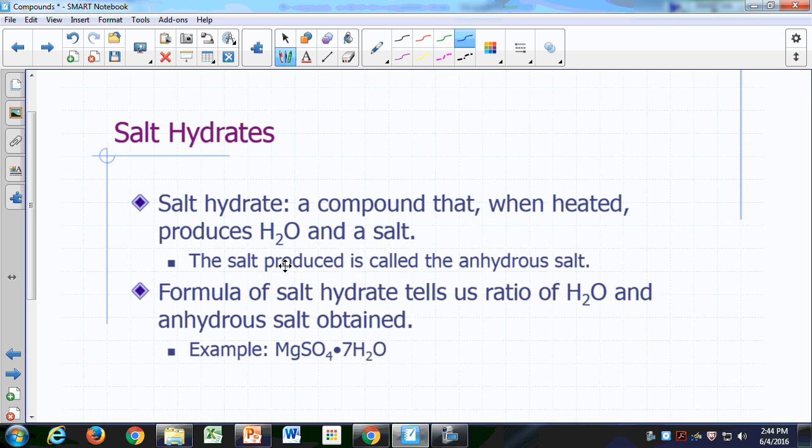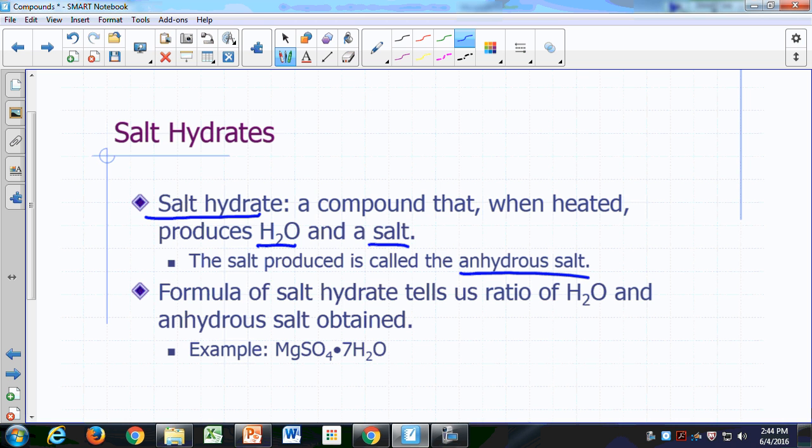Finally, let's talk about salt hydrates. A salt hydrate is a compound that when heated produces water and a salt. So it's not a mixture of salt and water. It's an actual compound. It's got a well-defined composition. And you can't tell that there's water in there by looking at that compound. The only way you can actually see the water is if you heat it. And so when you heat that salt hydrate, you get water, and what's left behind is called the anhydrous salt.